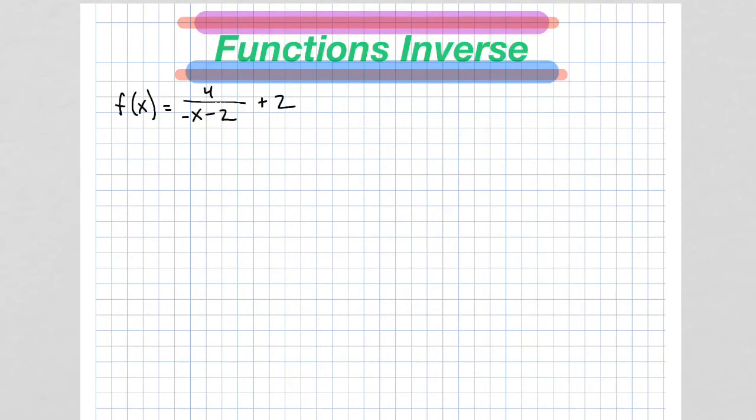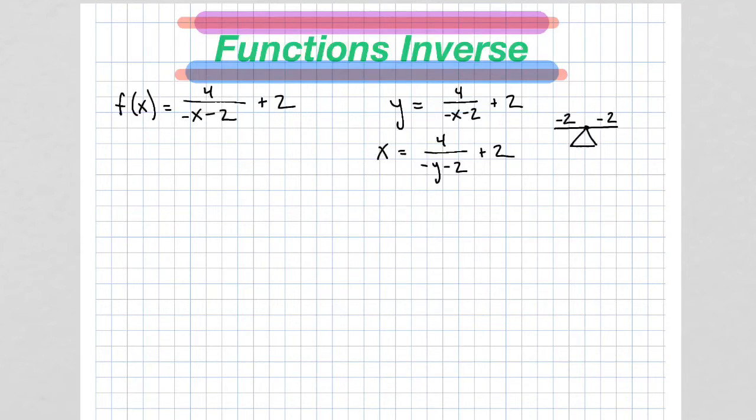Okay, step number 1, y equals 4 over negative x minus 2 plus 2. Step number 2, we're going to trade the x and the y. So then we have x equals 4 over negative y minus 2 plus 2. Okay, next step, we're going to get rid of this plus 2 by subtracting it from both sides. Remember, an equation is similar to a teeter-totter, that if I subtract 2 here, I need to subtract 2 here. So now I'm going to have x minus 2 equals 4 divided by negative y minus 2.